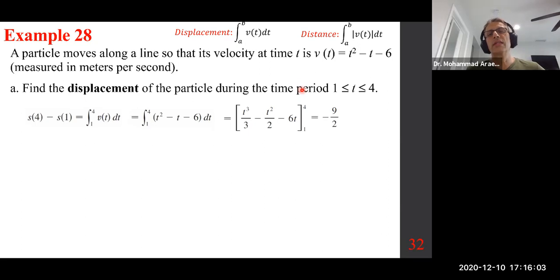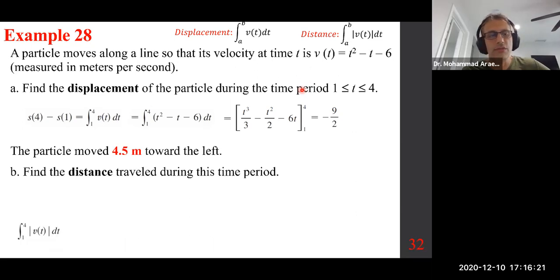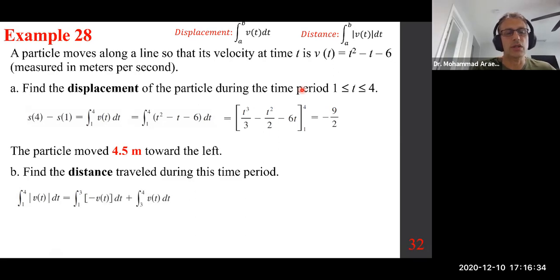But when it comes to the distance, it's different. What we have covered requires an absolute value, okay? So that means the particle moved 4.5 towards the left. That's the meaning of negative. As far as the distance, we have to use this formula, okay? So that requires figuring out which part is positive, which part is negative. I did that for you. So basically, you end up with this situation: minus v of t from 1 to 3 and v of t from 3 to 4. Why is that?